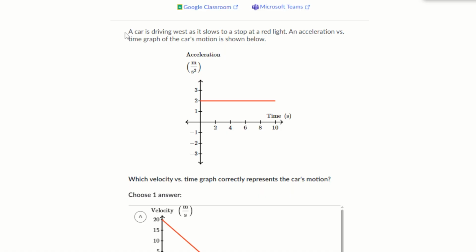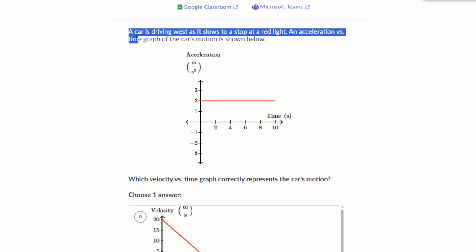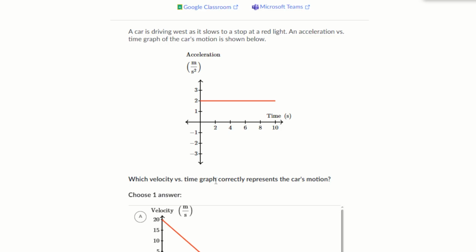Question 14 says, a car is driving west as it slows to a stop at a red light. An acceleration versus time graph of the car's motion is shown below. Which velocity versus time graph correctly represents the car's motion? So with this being said, we have to remember the correlations between all our graphs. This is an acceleration versus time graph, and the acceleration versus time graph is the slope of the velocity versus time graph.